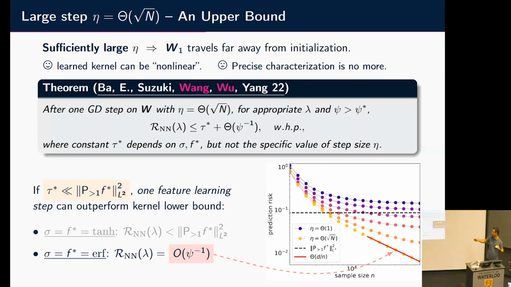So what is this plot? The x-axis is the sample size, the y-axis is the prediction risk. The brighter color is the larger step size. This is when the step size is 0.1. So you're not able to beat the kernel lower bound, but as you increase the learning rate, you're actually able to beat the kernel lower bound. That means you're learning nonlinearities.